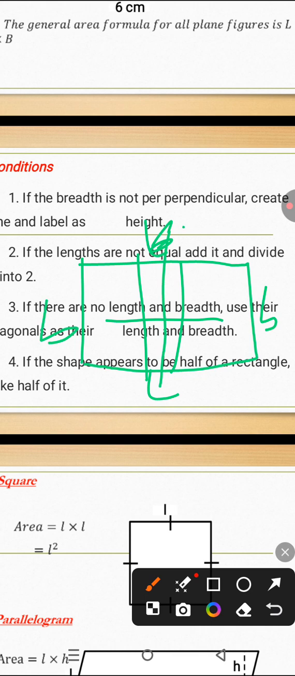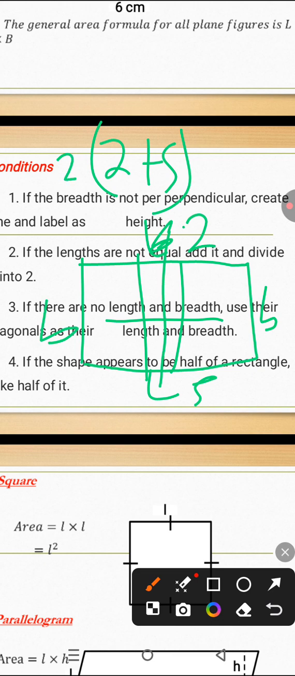So assuming that this is 2 and this is 5, you can't take 2, you can't take 5 as length. You are not being fair. You won't get accuracy. So we say 2 plus 5, then you take half of it, you divide by 2. Either you say divided by 2 or you say take half of it. It's the same. So this is what we are going to do. So take note of that as well.